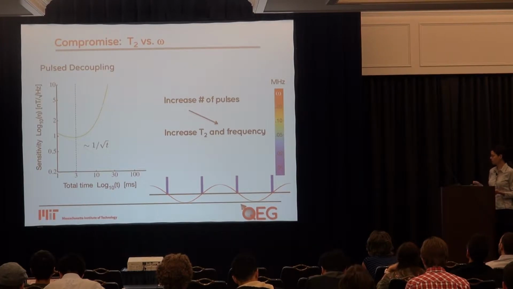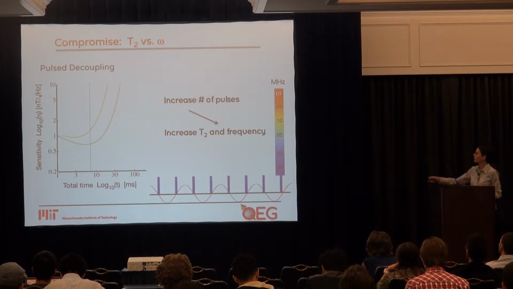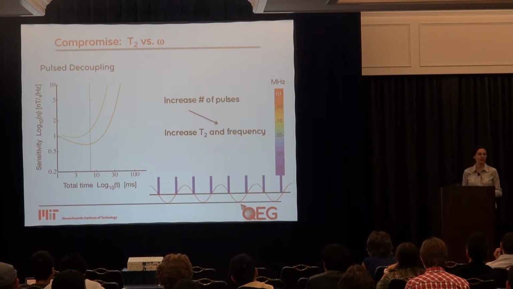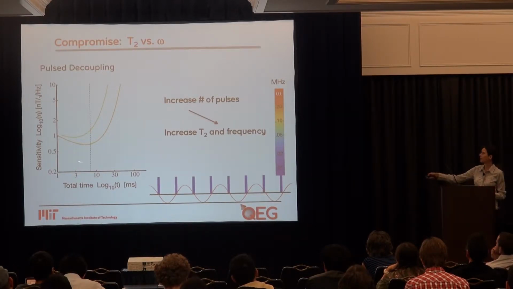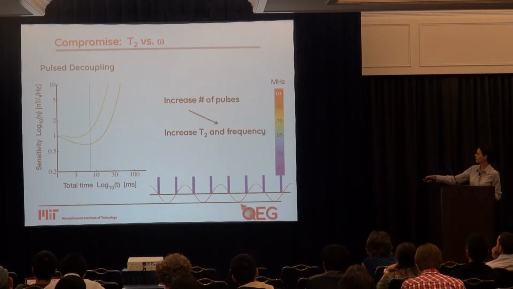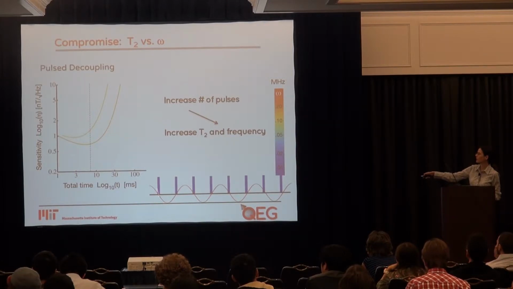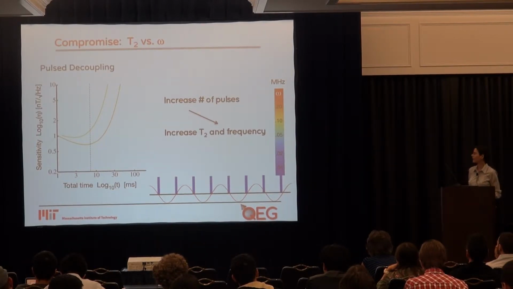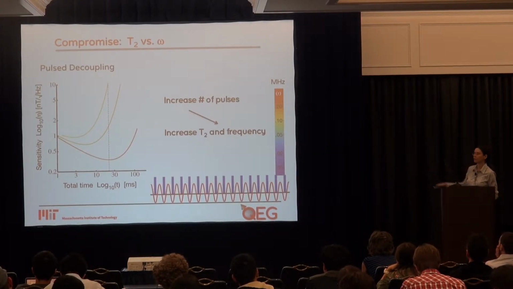Now, if I apply some pulses, I might be able to shift the coherence time, so the point where this inflection happens, a bit later in time. And so I can achieve a slightly better sensitivity. The minimum here is better than before. But of course, because I need to apply more pulses, the frequency of the field which I can measure becomes higher. And I can continue this, so I can apply many more pulses.